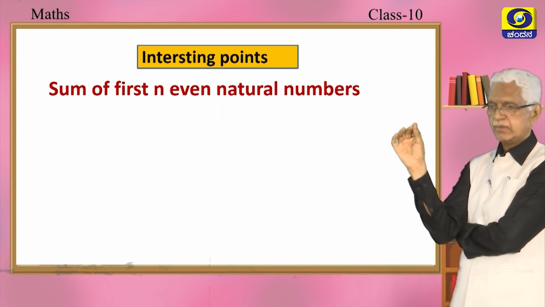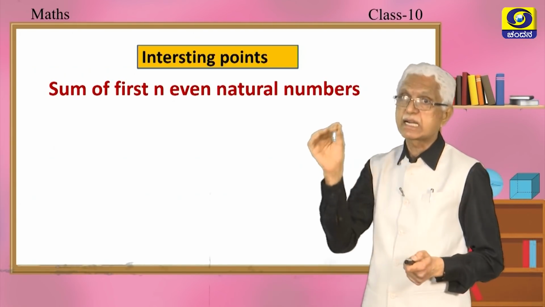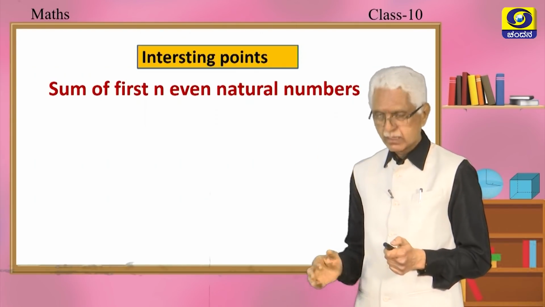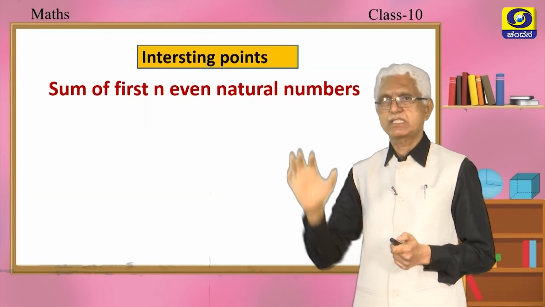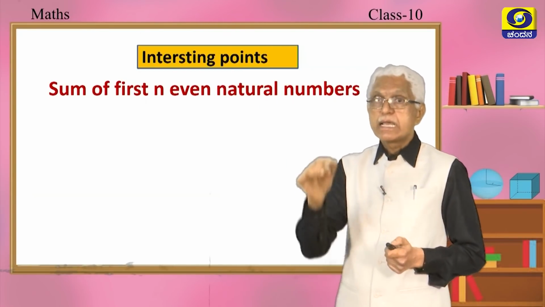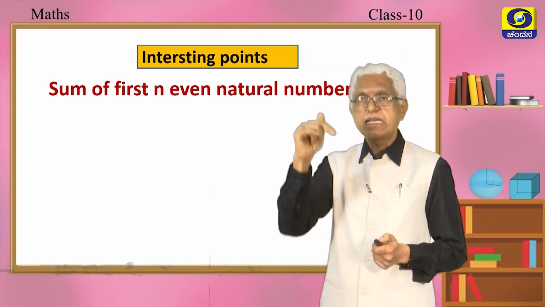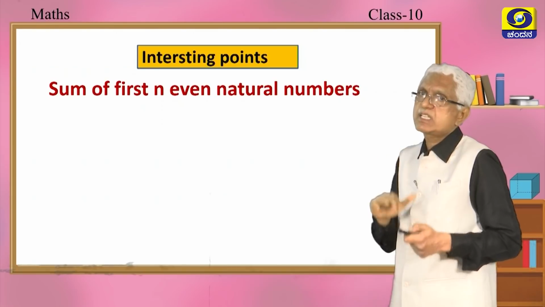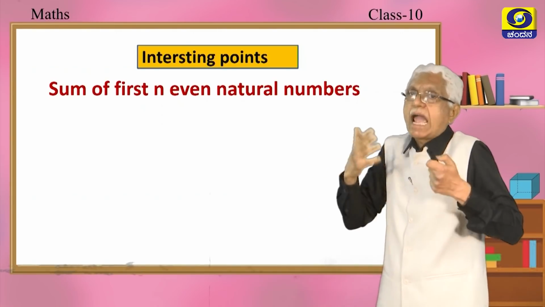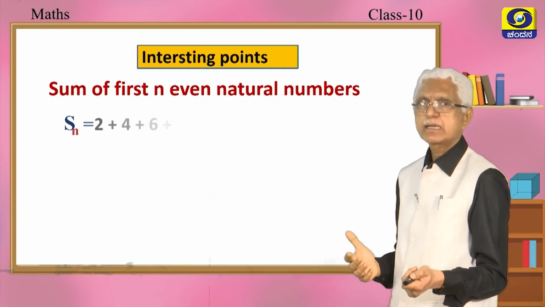So far we have learnt how to find the sum of the terms of the arithmetic series: n into n plus 1 by 2 for natural numbers starting from 1 to n, n by 2 into a plus l if I know the last term l, and n by 2 into a plus n minus 1 into d if I know the first term and the common difference, and I need not know the last term in that formula, correct?